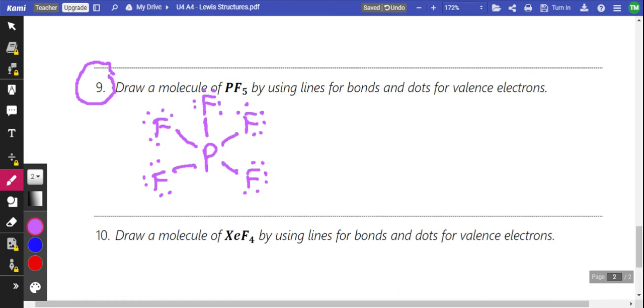But something weird has happened with our phosphorus. We are now at a total of 10 valence electrons. 1, 2, 3, 4, 5, 6, 7, 8, 9, 10. Since each of these covalent bonds is a pair of electrons. So we've passed the octet.